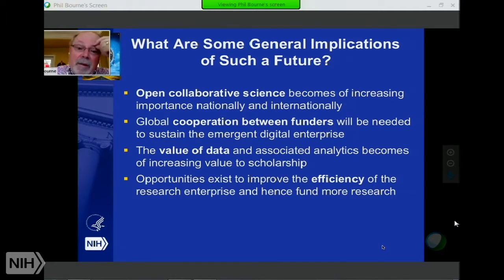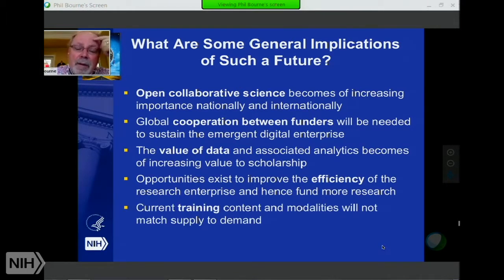I'm going to say a little about improving the efficiency of the research enterprise. And I think that could clearly happen in quite a big way. And that's where we're putting a lot of our energy. And I'll say a bit more about that in a minute.